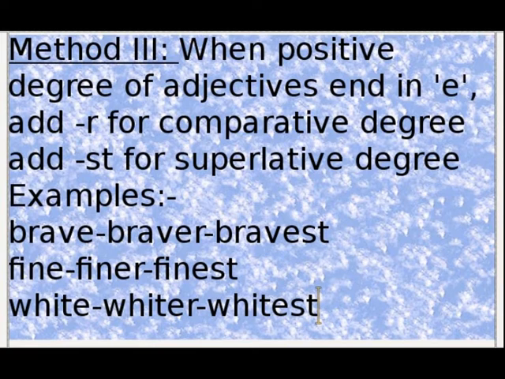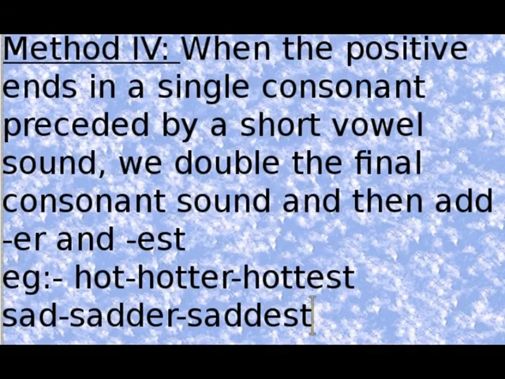Next method is when the positive degree ends in a single consonant sound preceded by a short vowel sound, we double the final consonant sound and then add er and est. In hot, the last letter t is a consonant sound, and the letter just before it, o, is a vowel sound. So the last letter is doubled: hotter. So we made the comparative degree, and hottest.